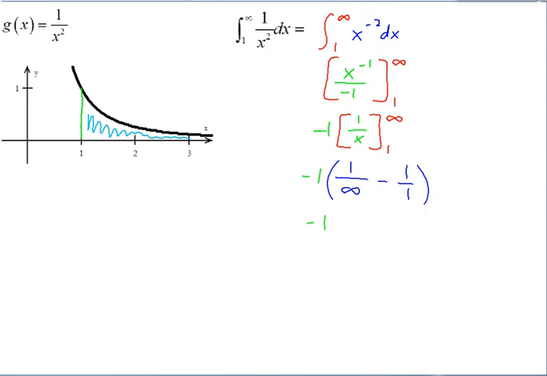But 1 over infinity, 1 over some huge number, that's really, really close to 0. Minus 1 over 1 is 1, gives you negative 1 times negative 1. So this area, definite integral equals 1. Again, since we got a specific finite answer that's not infinite, this definite integral also converges to just 1 for that.